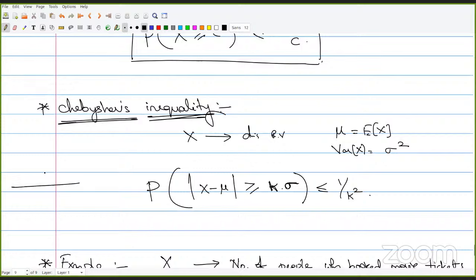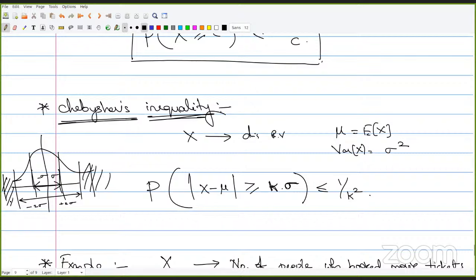You know this table, right? When it is continuous, when it is normal, this is 1 standard deviation, this is 2 standard deviations, this is 3 standard deviations. So this is minus 2 sigma and plus 2 sigma. Chebyshev's inequality tells us that the probability that my random variable takes values outside 2 standard deviations, in these regions, will be less than or equal to 1 by 4. That means less than or equal to 0.25.